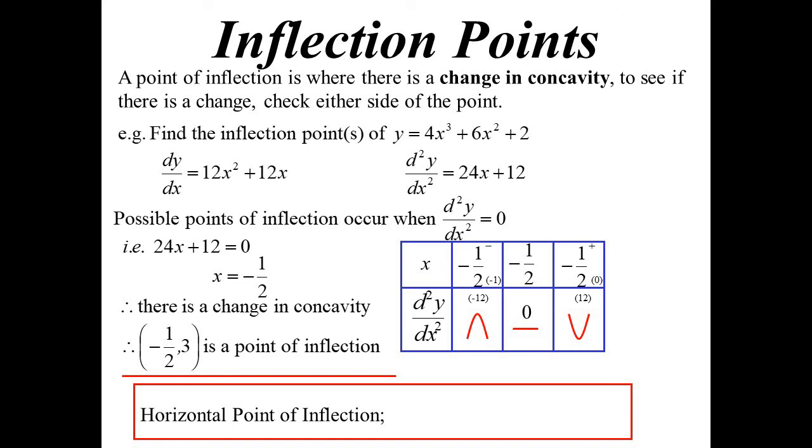For a horizontal point of inflection, the first derivative is 0, the second derivative is equal to 0, and there's a change in concavity. The third derivative is not equal to 0. Oh, here's a question: an alternative way of finding inflection points. You will not find this in textbooks for some reason. I don't know why they steer away from it.